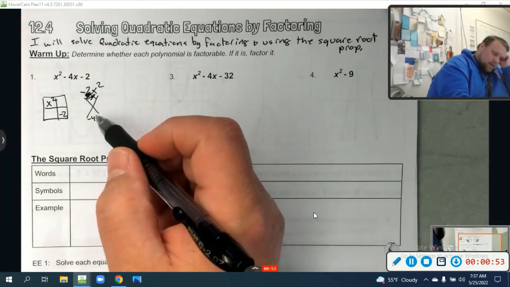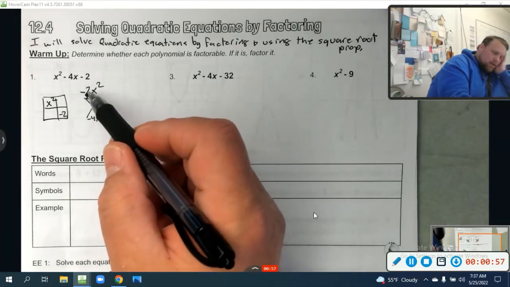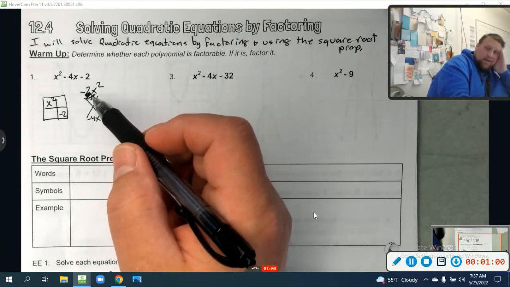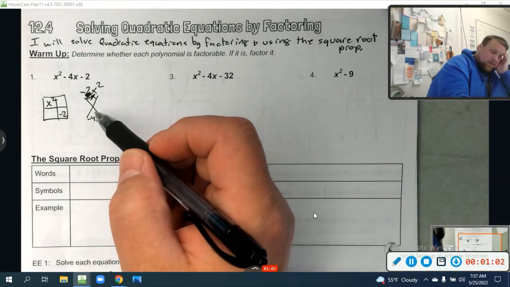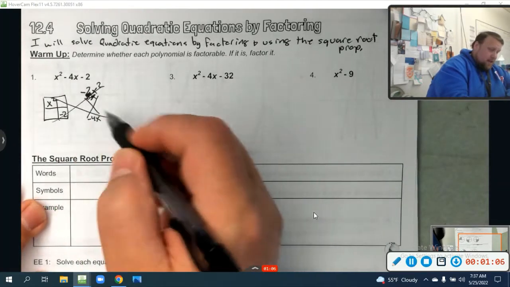I think we're in trouble because the only factors in minus 2 are I can either do negative 1 times 2 or 2 times negative 1, and none of those get to negative 4. So we're going to say not factorable.